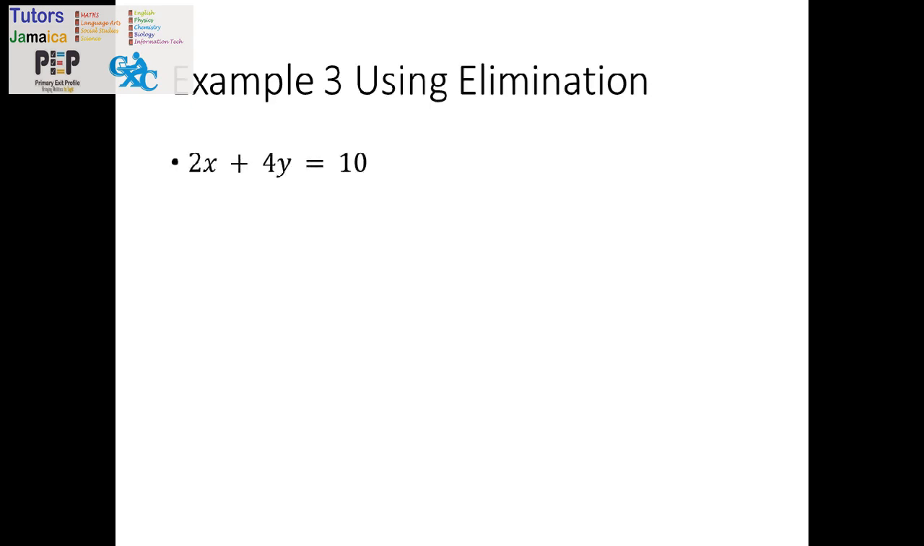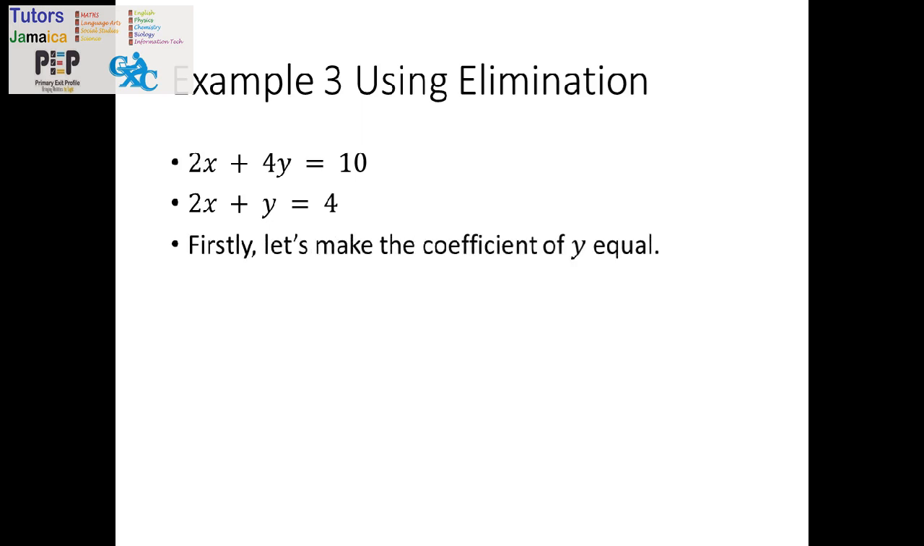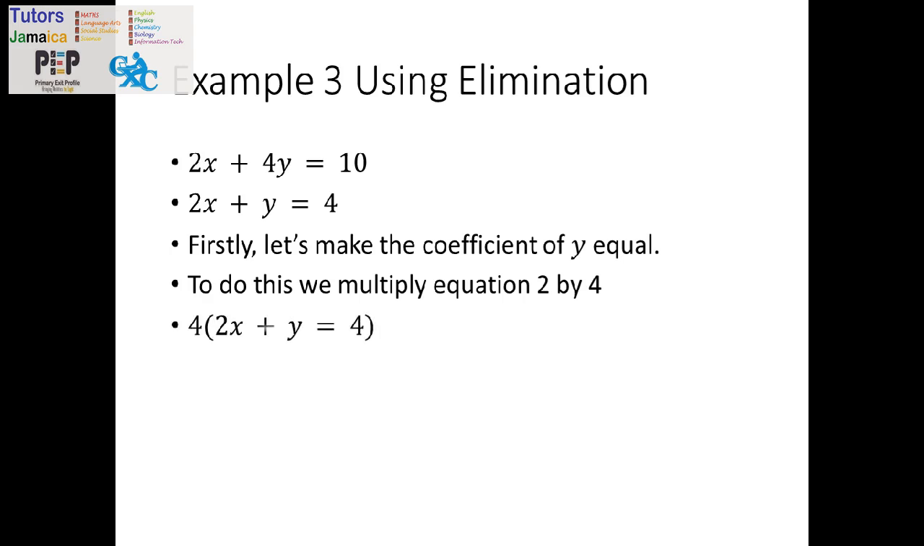So equation 1 is 2x plus 4y equals 10, and we know that equation 2 is 2x plus y equals 4. Firstly, let's make the coefficient of y equal, since y is what we are going to be eliminating. To do this, we multiply equation 2 by 4, because the LCM of 4 and 1 is 4. And multiplying equation 1 by 1 is the same as not multiplying. So 4 open bracket 2x plus y equals 4. Let's see what that gives us. That gives us 8x plus 4y equals 16.